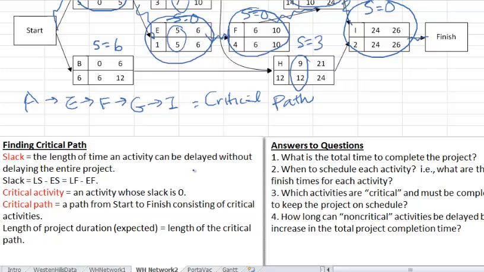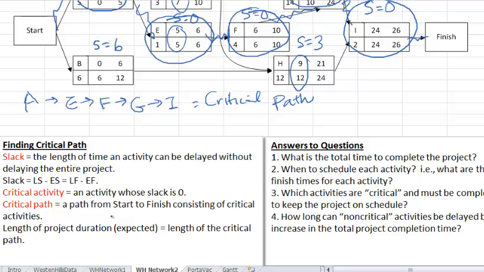So the special thing is that any activity that is on the critical path, we know that is a critical activity, and we can't delay those activities. So the activities that are on the critical path are the ones to focus on. They are the bottleneck activities. Also, the critical path is the longest path in the network.